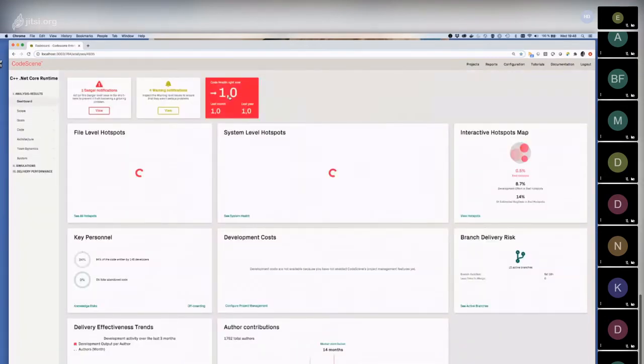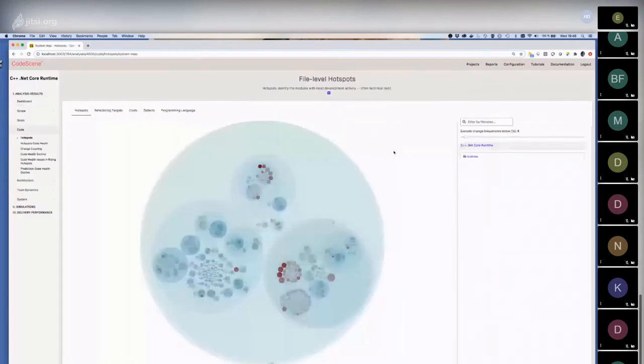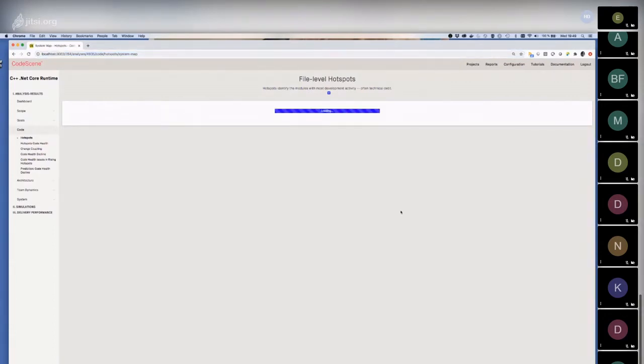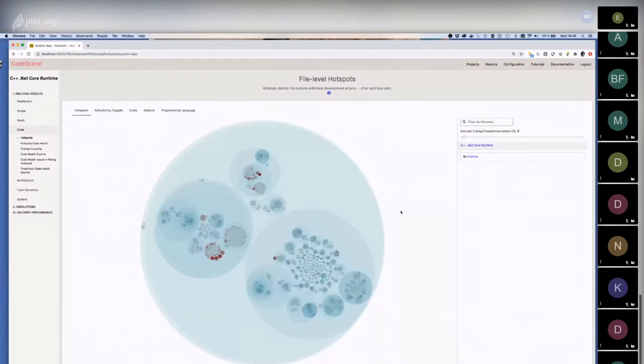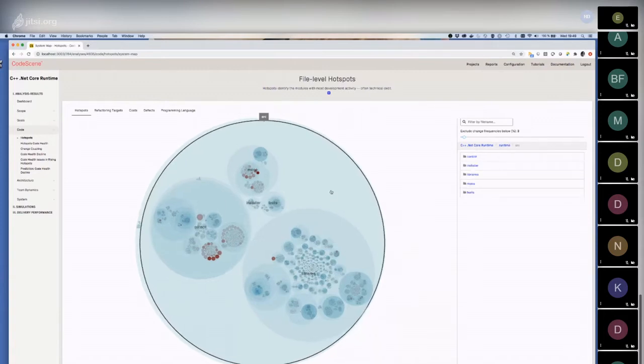.NET Core. Here we go. Again, I'm filtering the map a little bit to show the most relevant parts. If I include everything, we're going to see a lot of data here. Let's see, my screen is really lagging now. Here we go. So, as you can see here, again, let's zoom in a little bit.